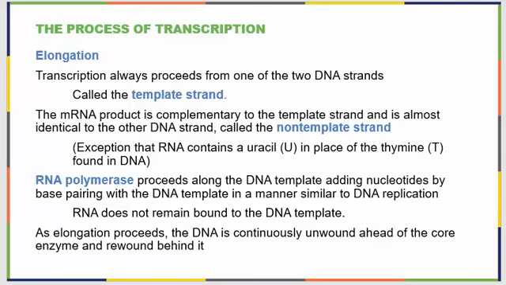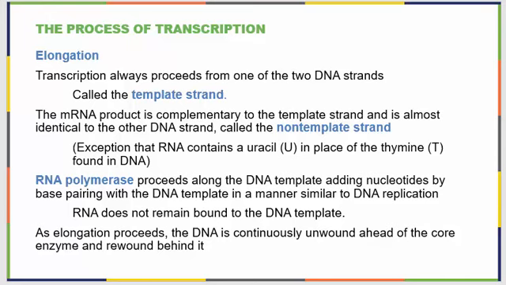Here's a little bit more information on that elongation process. Transcription always proceeds from just one of the two DNA strands. We give it the moniker the template strand. The RNA product is complementary, so it matches up. You have that same pairing where cytosine always pairs with guanine, but in this instance, when you would like to lay down a thymine, you can't. You have to lay down a uracil instead. So it's A and U rather than A and T.